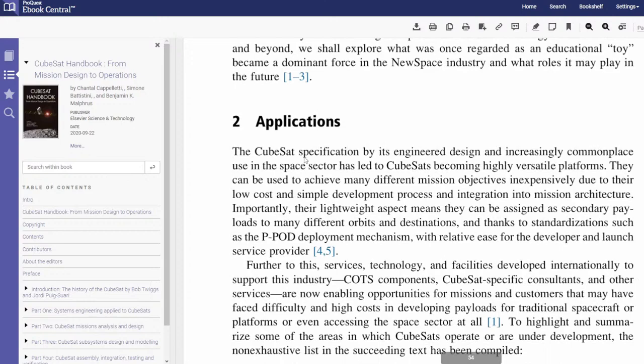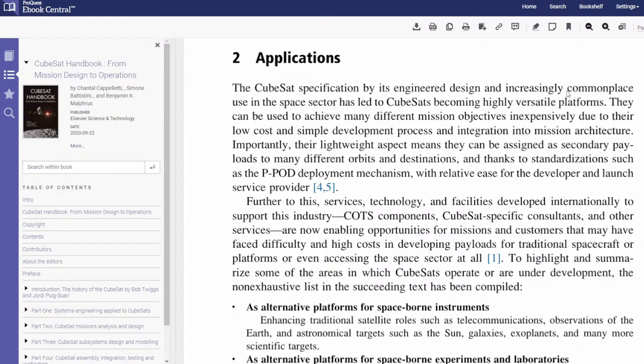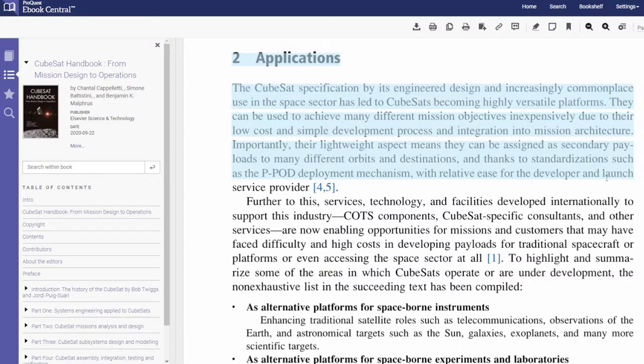Applications. The CubeSat specification by its engineered design is an increasingly commonplace use in the space sector. Has led to CubeSats becoming highly versatile platforms. I like this application section. It sounds right up my alley for my project. Oh! It says here, their lightweight aspect means they can be assigned as secondary payloads. This might be pretty good in my literature review. Like this section, talk about it.